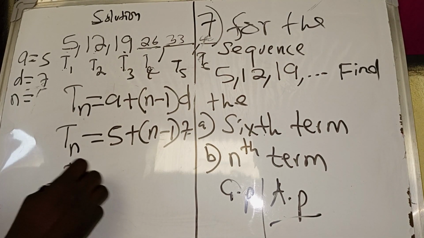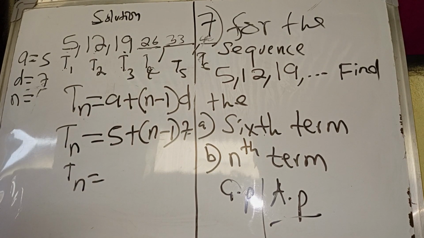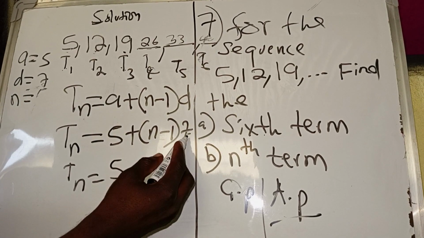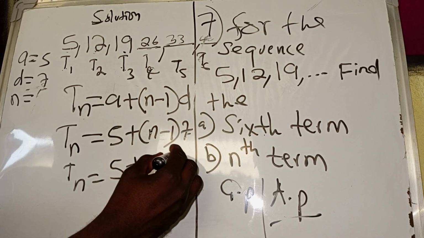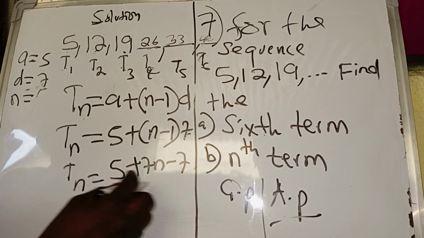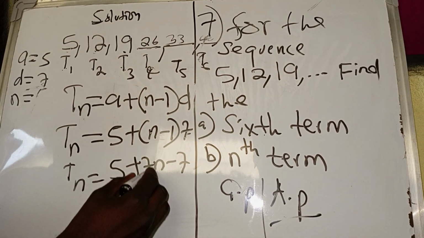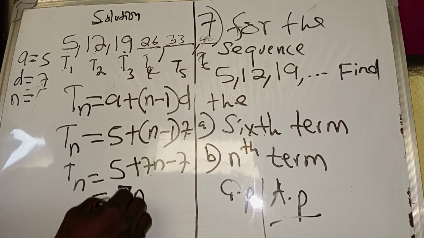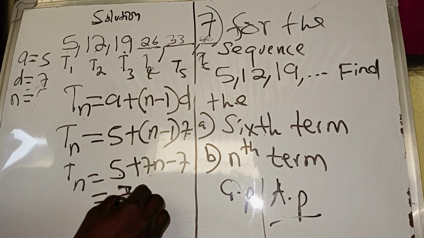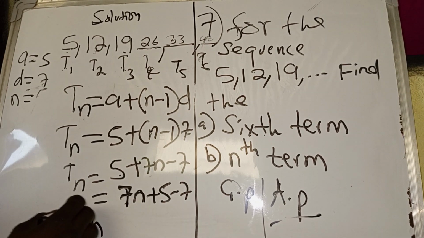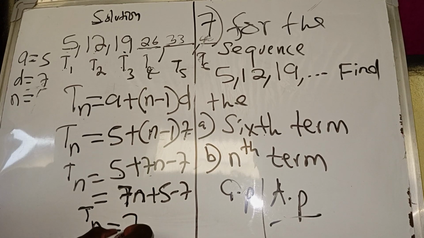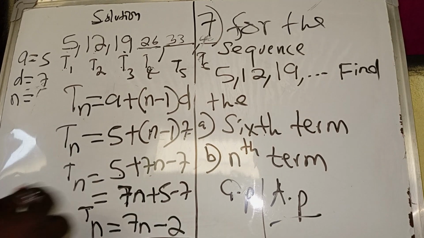So Tn, it's just a matter of simplifying. Simplify: 5, then multiply 7, open the brackets. 7 times n is 7n, minus 7. 7n is the like term; there's n here. But 5 and negative 7, group them. 5 minus 7, which will give us Tn is equal to 7n, 5 minus 7 we know is negative 2. So this is the answer for nth term: Tn equals 7n minus 2.